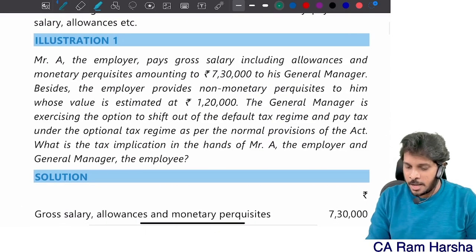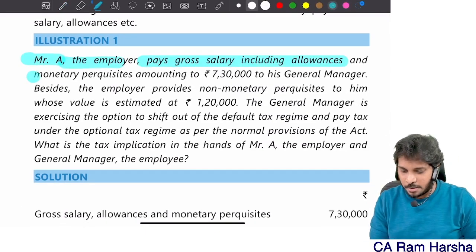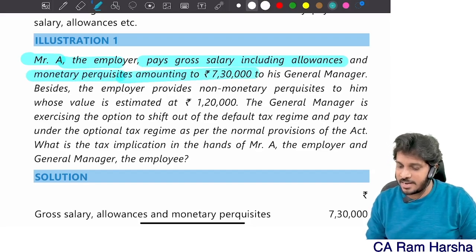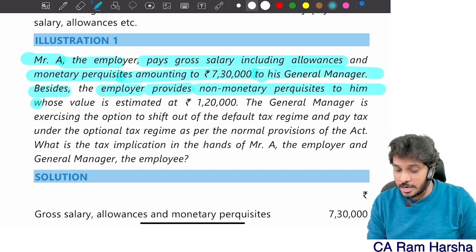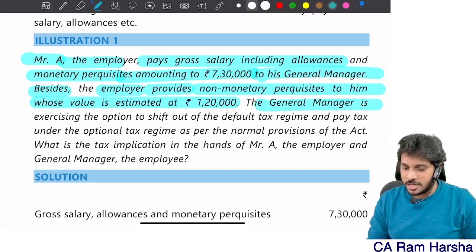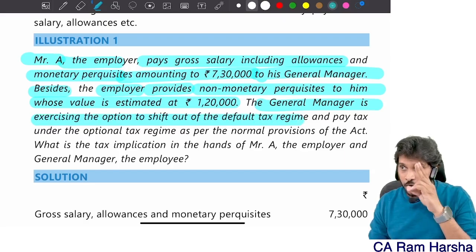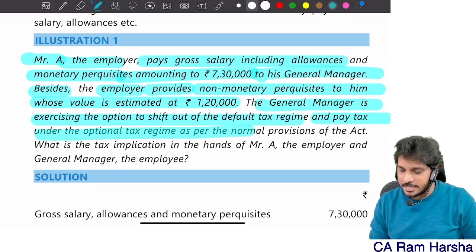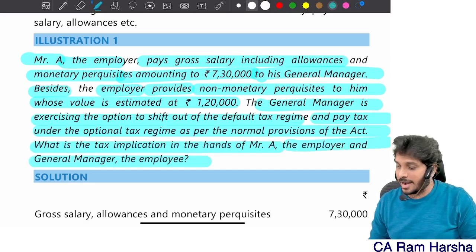Now, illustration. Mr. A, the employer, pays a gross salary including allowances and monetary perquisites amounting to 7,30,000 to his manager. Besides, the employer provides a non-monetary perquisite to him whose value is 1,20,000. The general manager is exercising the option to shift out of the default tax regime. Option to shift out means what? He goes to the normal tax regime and pays tax under this. What is the tax implication in the hands of A, the employer, and the manager?